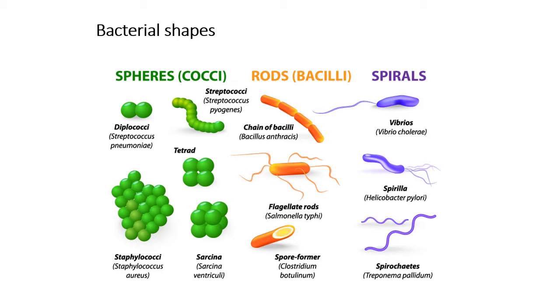They can be rods with flagella. You see there, Salmonella typhi, a common food poisoning bacterium, or they can be rods which form spores. We come on to spores towards the end of the lecture series. Spores are a very important way that some bacteria, but not all, can evade clearance by antibiotics. And finally, bacteria can have a spiral form, such as the vibrios, such as Vibrio cholerae, which causes cholera, and Helicobacter pylori, which can cause stomach ulcers.